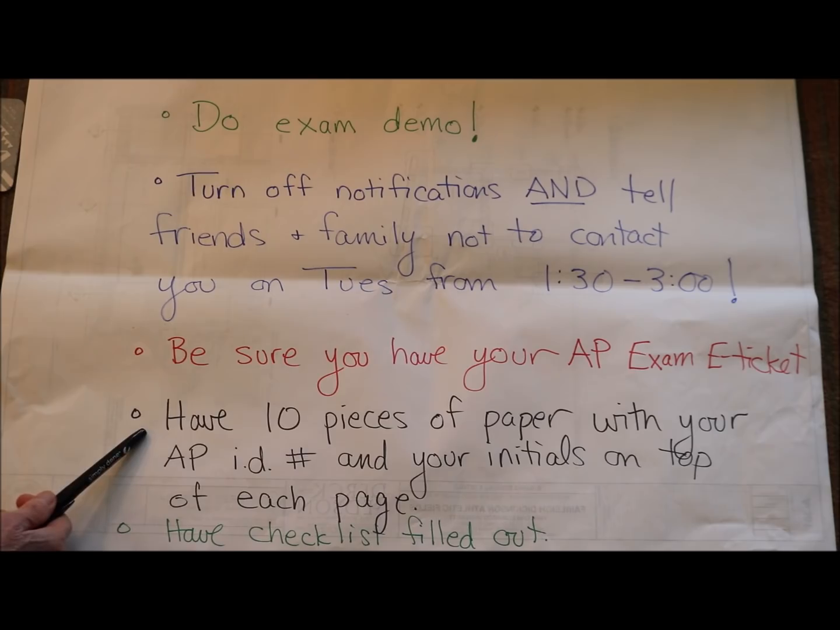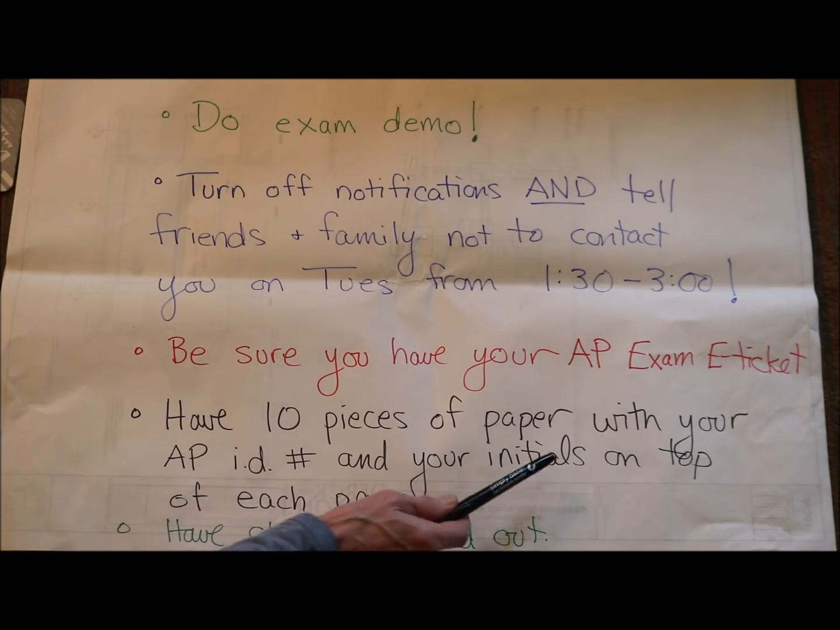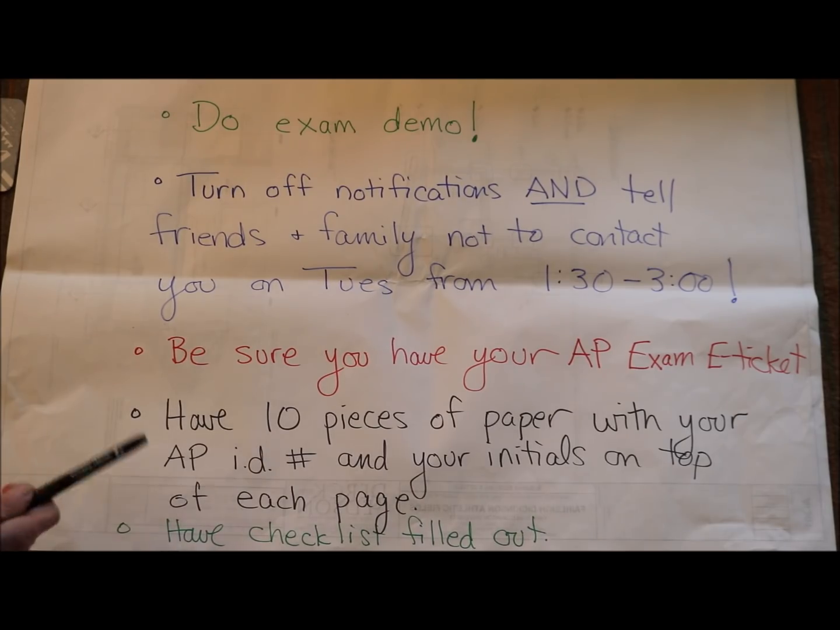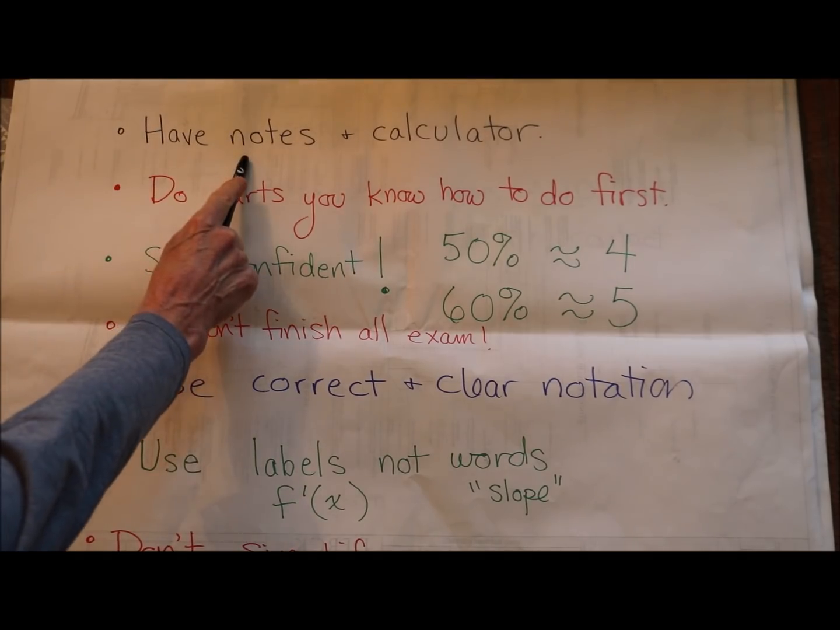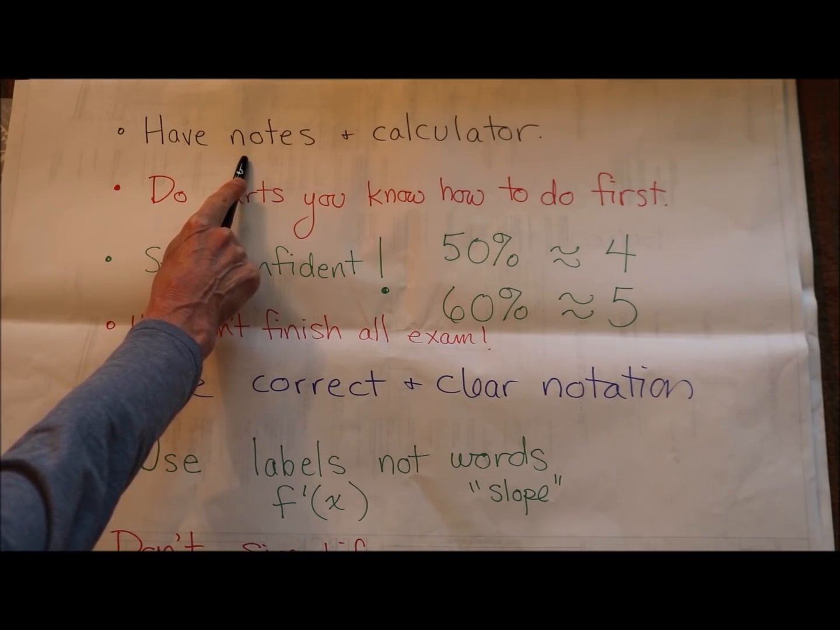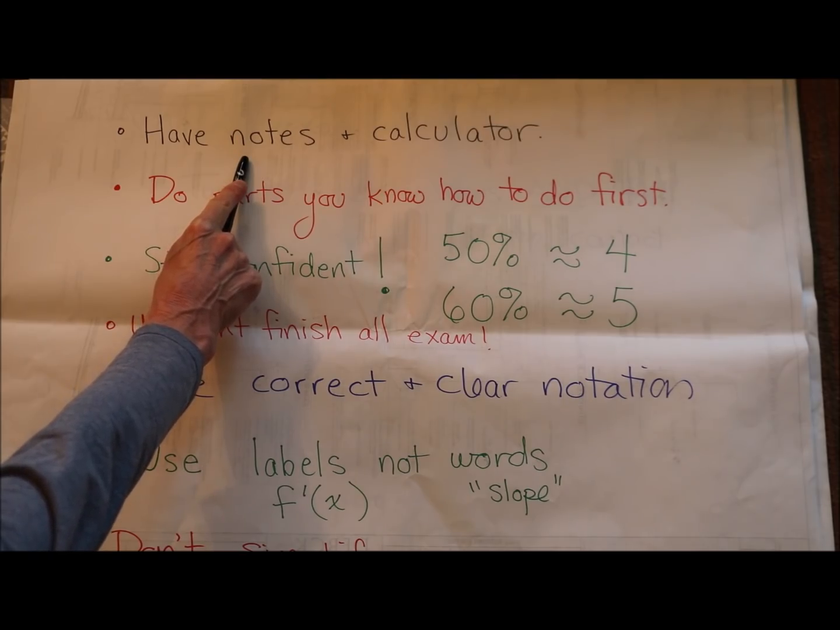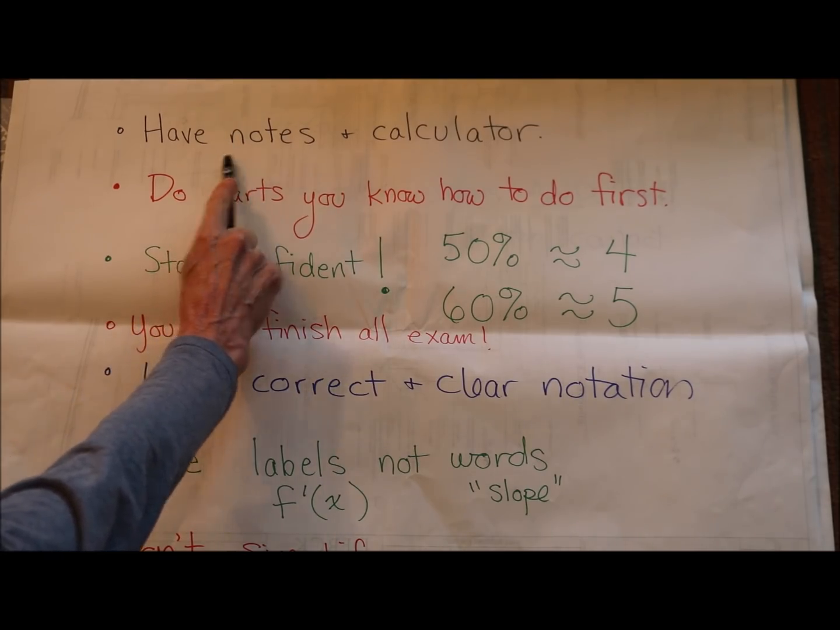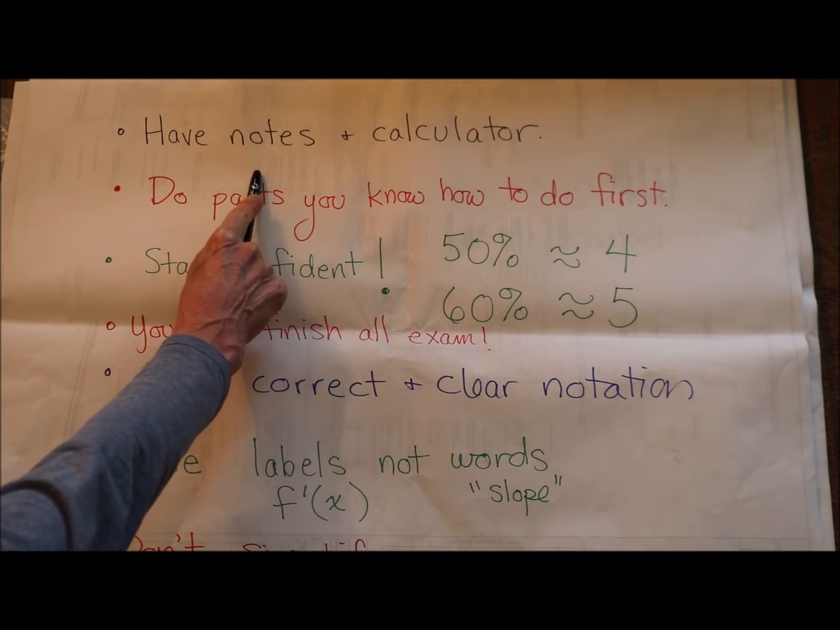Ahead of time, have at least 10 pieces of paper in 8 1/2 by 11, doesn't matter if it's lined or not lined, with your AP ID number written on the top and your initials on the top of each page. That's important. You don't want to be messing around with that during the test. And have that checklist filled out that they sent to you, either through email or it's again on your My AP. Print out your cheat sheet. Have any other notes that you want. Have your textbook if you want. Have any of the free responses there that you want. Have those available and organized so you don't waste time looking for stuff.